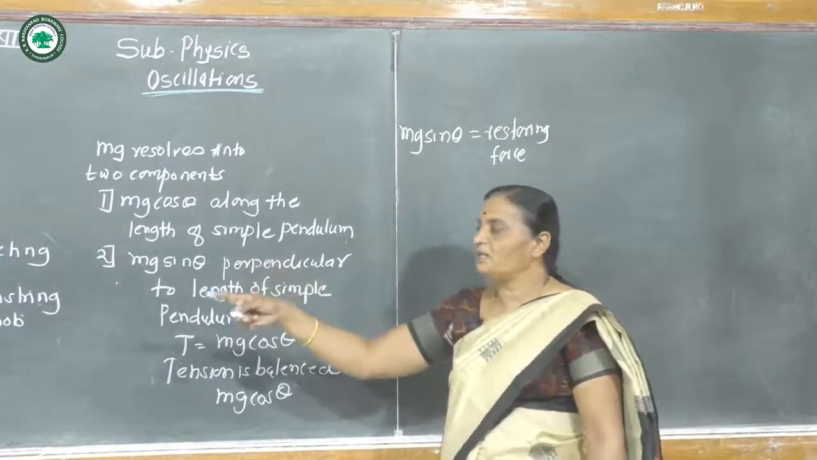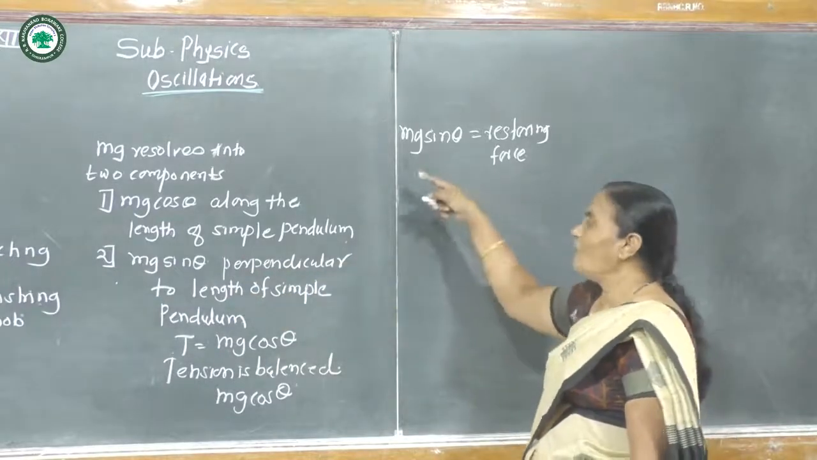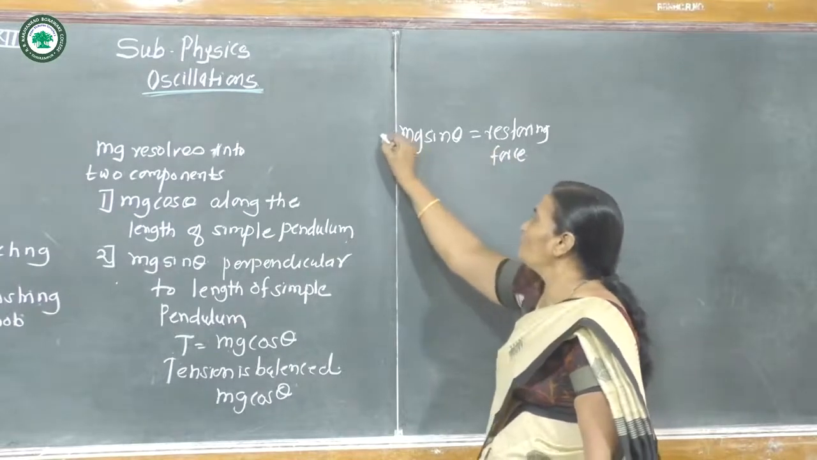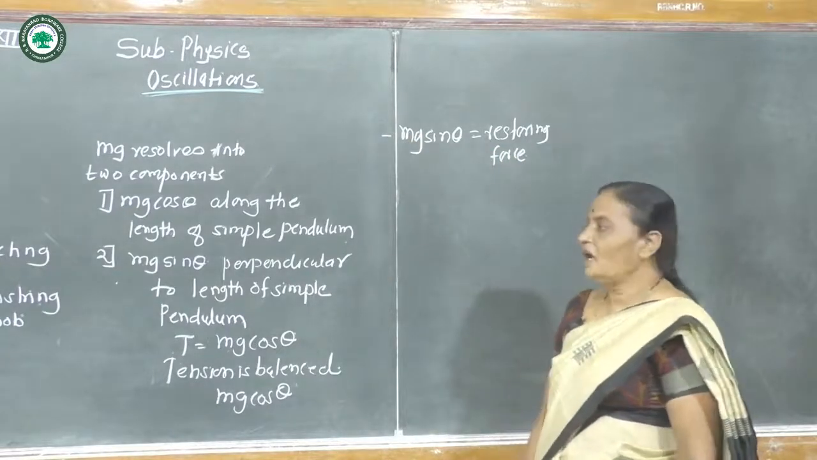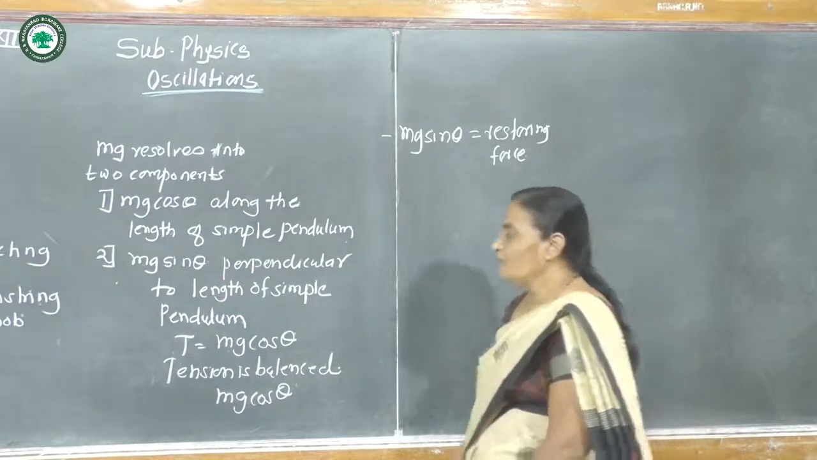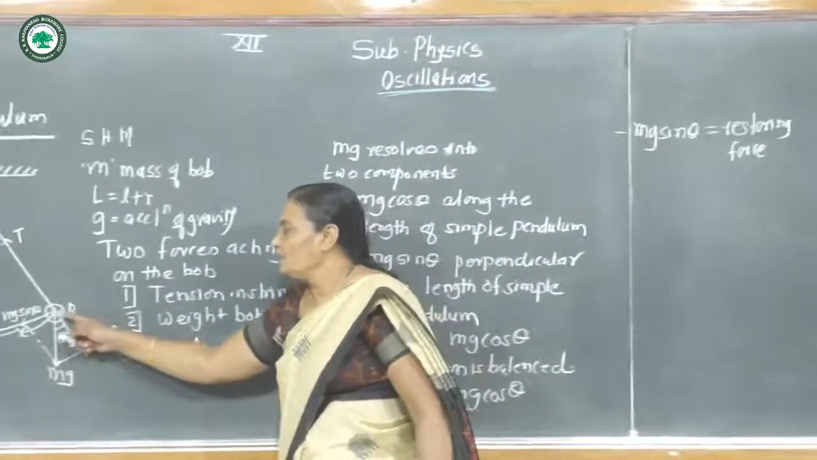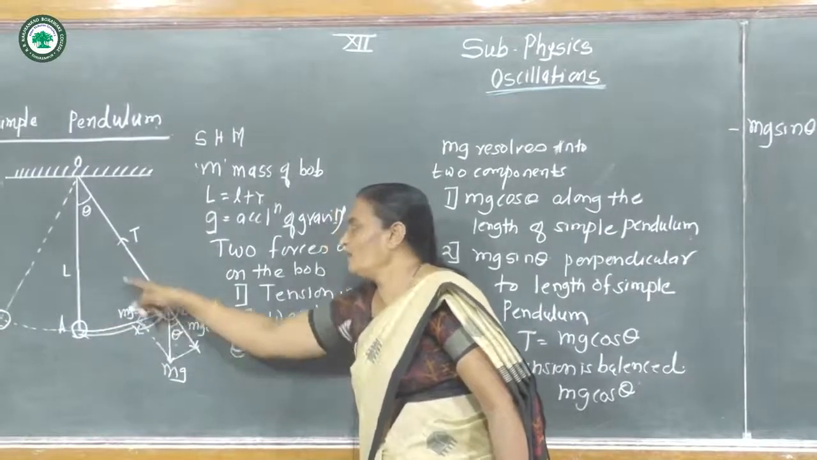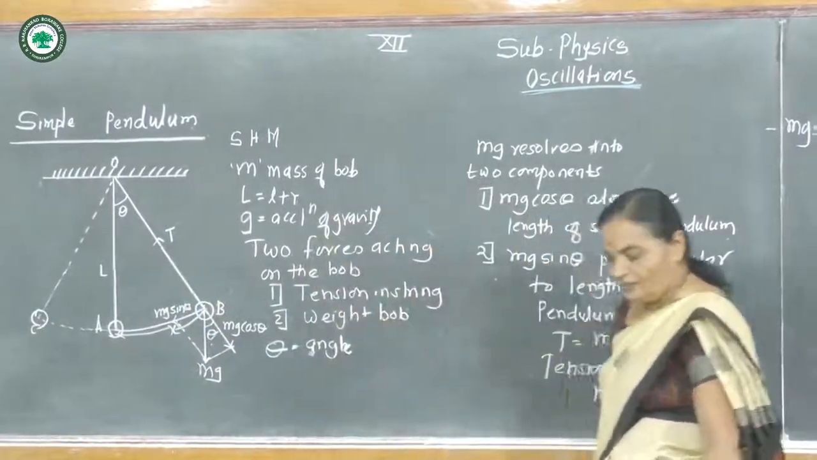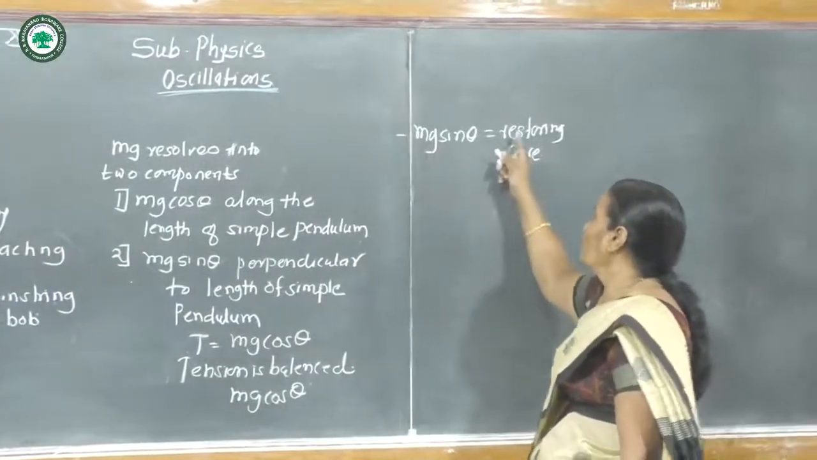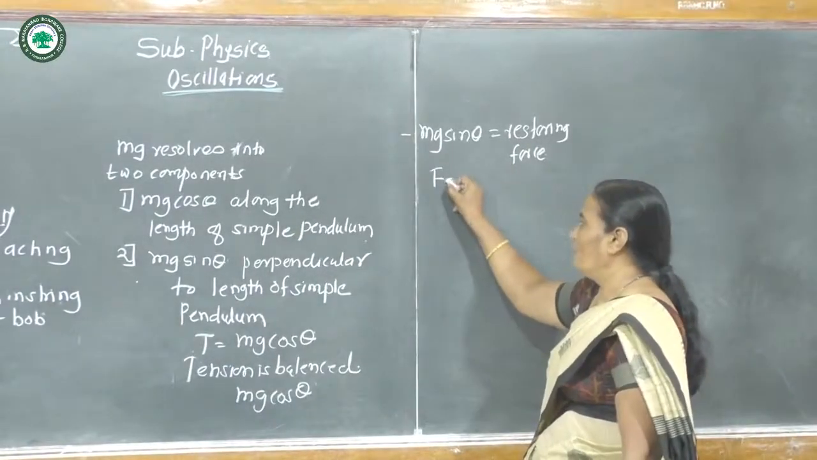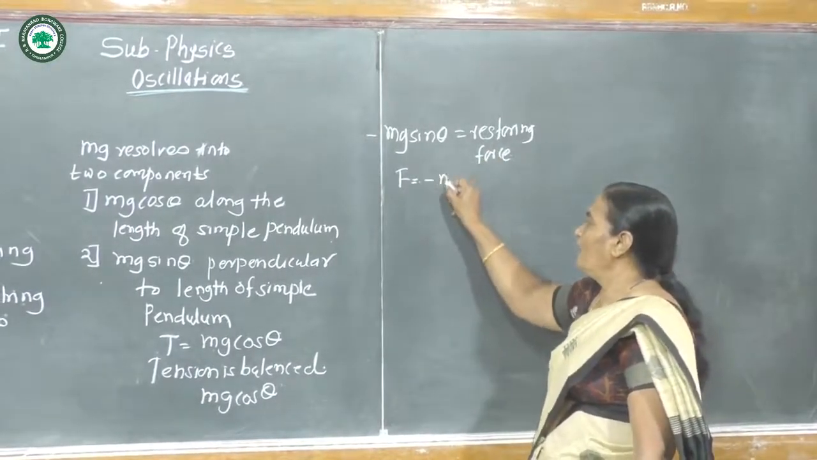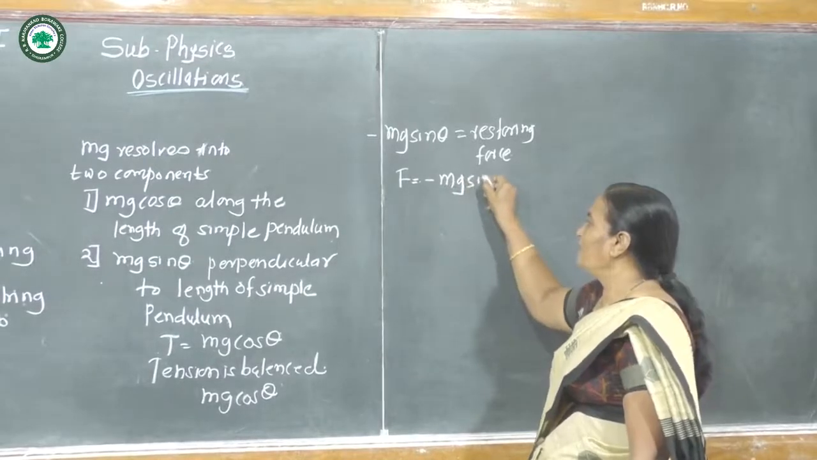It is towards the mean position, while the angular displacement and the restoring force are in the opposite direction. See, the restoring force, that is mg sin theta, is towards the mean position, and the angular displacement is towards the right, and they are opposite. Therefore, the restoring force is represented by minus mg sin theta.